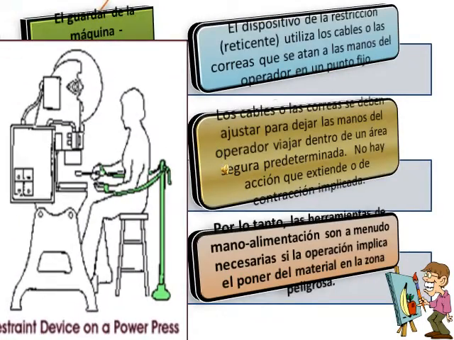Machine guarding restraint devices call for restraint holdout devices utilizing cables or straps that are attached to an operator's hands at a fixed point. The cables or straps must be adjusted to let the operator's hands travel to within the predetermined area. Consequently, hand feeding tools are often necessary if the operation involves placing the material into a danger zone.